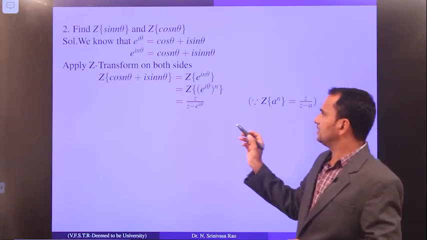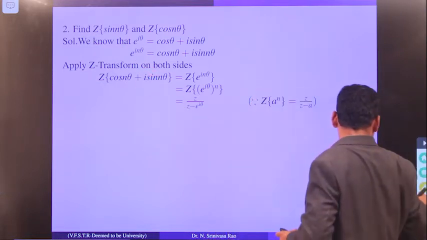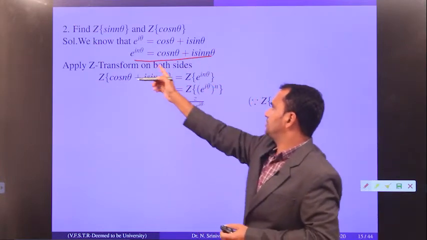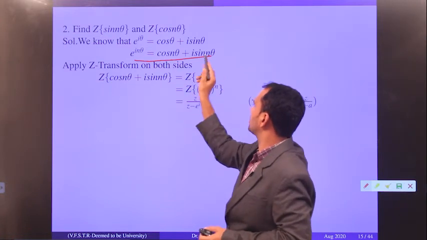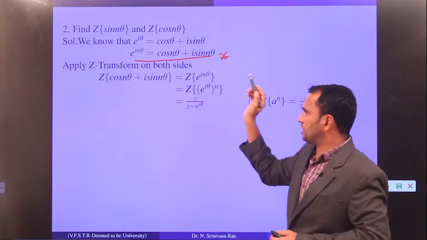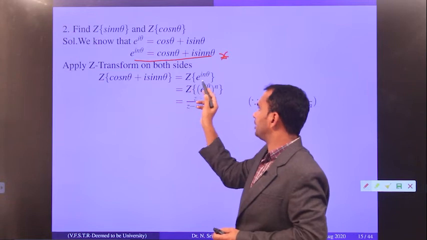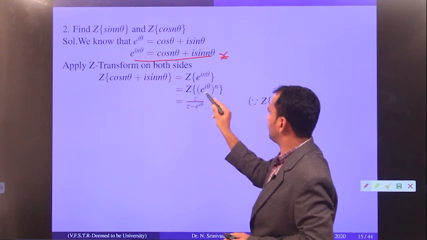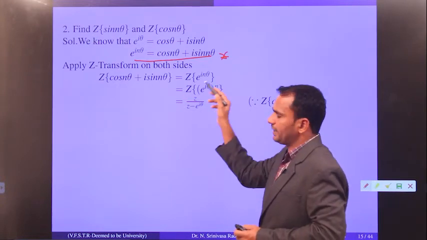Now what you will do is apply the Z transform on both sides of the equation. So Z of e power i n theta is the left hand side, and the right hand side is Z of cos n theta plus i sin n theta. Now e power i n theta can be written as e power i theta whole power n. Okay, so now here we are going to apply the previous example formula.